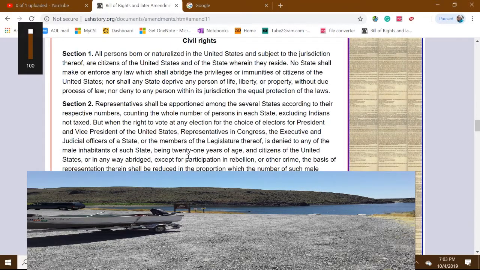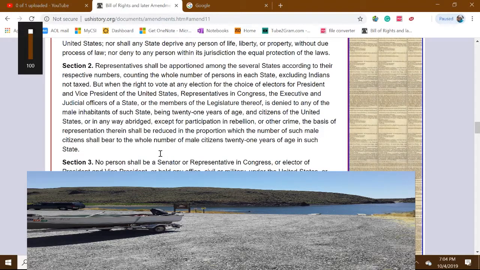Amendment 14, Civil Rights. Section 1. All persons born or naturalized in the United States and subject to the jurisdiction thereof are citizens of the United States and of the states wherein they reside. No state shall make or enforce any law which shall abridge the privileges or immunities of citizens of the United States, nor shall any state deprive any person of life, liberty, or property without due process of law, nor deny to any person within its jurisdiction the equal protection of the laws.